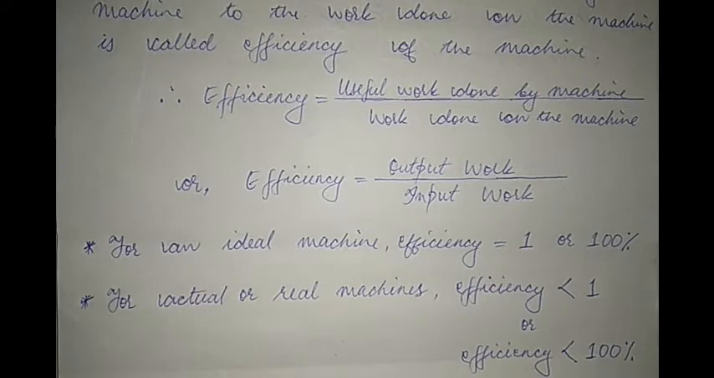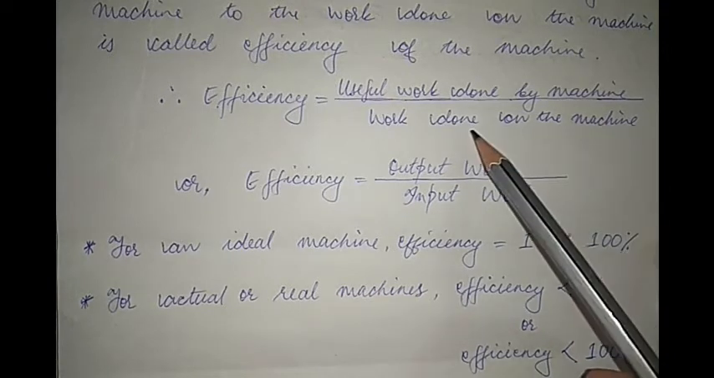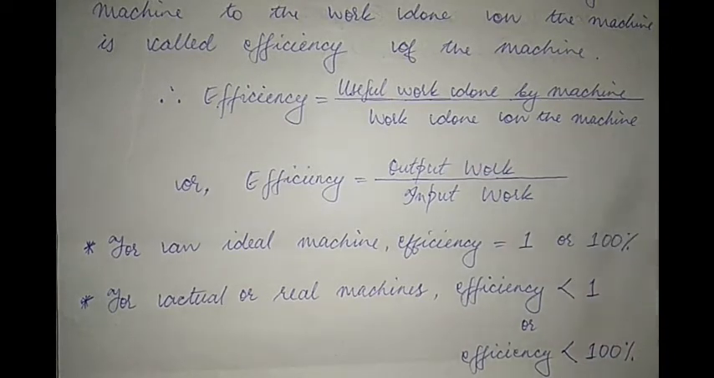So to say, any real machine that we see, any simple machine or any complex machine, is not an ideal machine. Only for an ideal machine, remember, the value of its efficiency will be equal to 1 or 100%. Now what does this mean? This means that for an ideal machine, the output work or the work done by the machine is equal to input work or the work done on the machine.